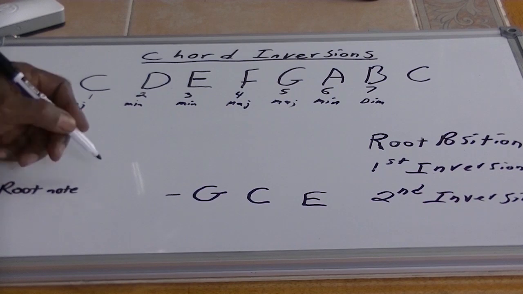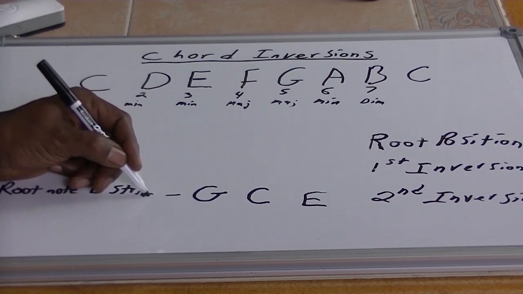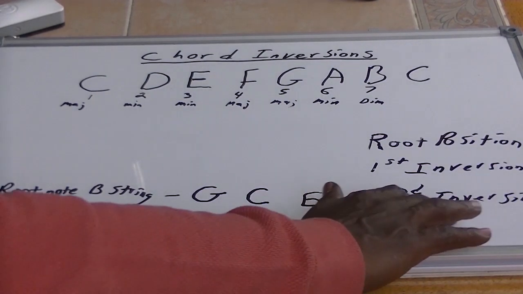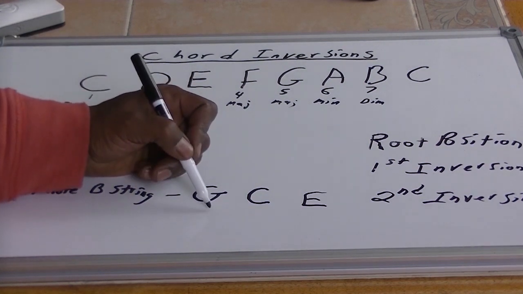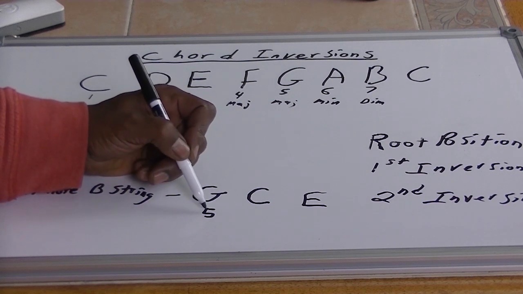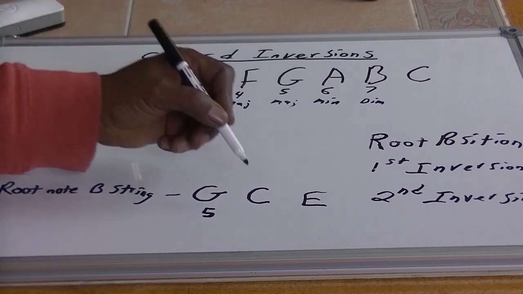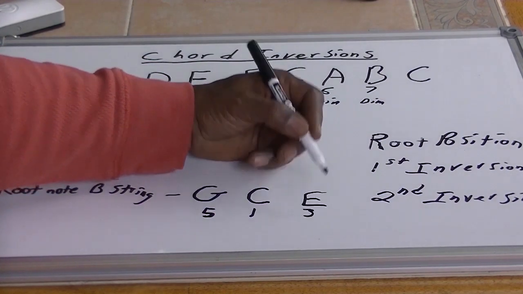B string version of the chord. And as we can see, this is a second inversion. The note that we're playing on the G string is the fifth. And the note we're playing on the B string is the root note. And the note we are playing on the E string is the third.